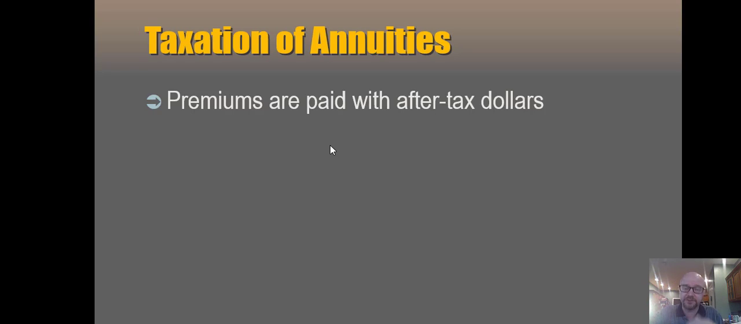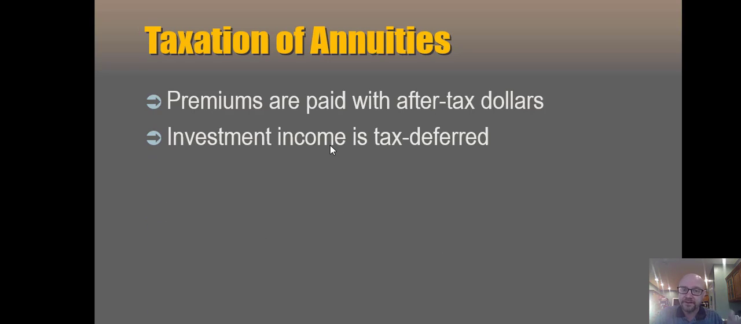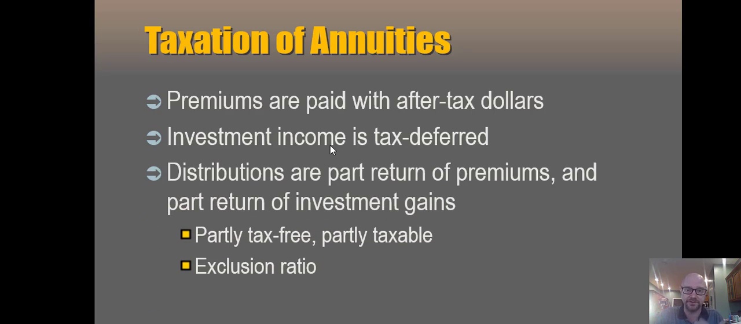The premiums, the money that I put into the annuity, I was already taxed on that. So when it comes back to me, it should not be taxed. But as it's growing, it's earning investment income. That hasn't been taxed yet. That piece has to be taxed when the money is returned to me. This is the big idea. The money they give to me, part of that is just giving me back what I already put in, and part of it is a return of investment gains. And because of that, part of it we have to tax, part of it is tax-free.